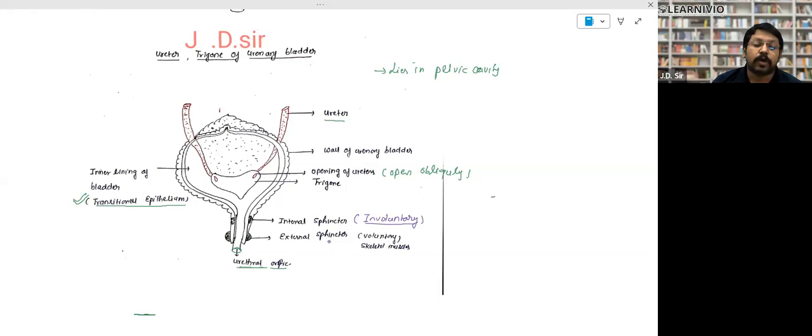So this is the urinary bladder. And where does it lie? It lies in the pelvic cavity. Hope its structure is clear to all of you. Clear? Yes, sir. Okay.